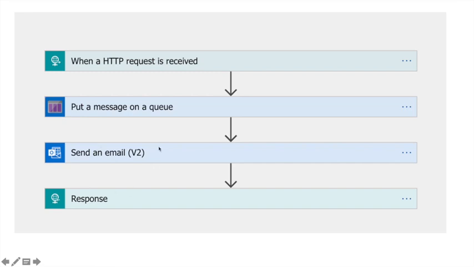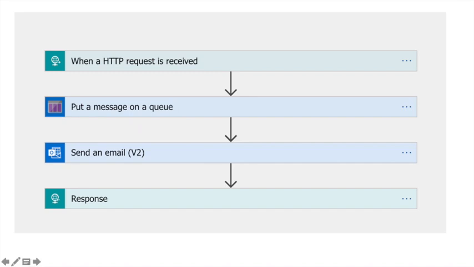Obviously I'm expecting we should have one email account with outlook.com. If it is not there, you can create a free account on outlook.com to make this demo successful. And I need one queue, so for that I have to create one storage account. So let us start the demo part.